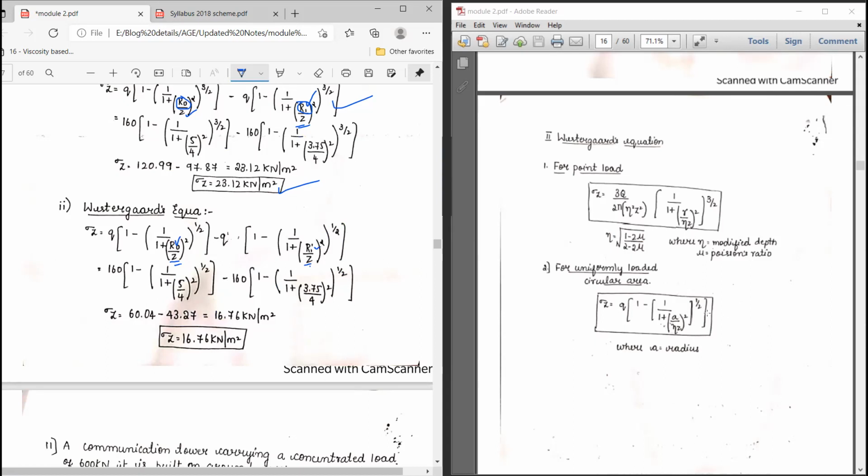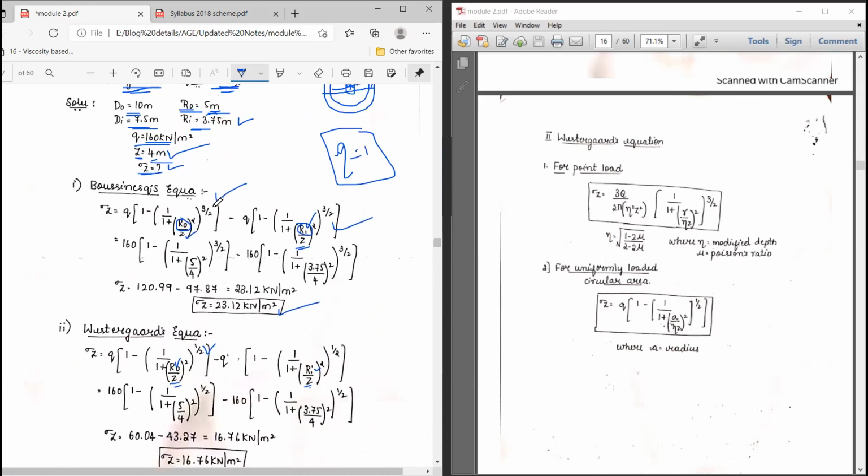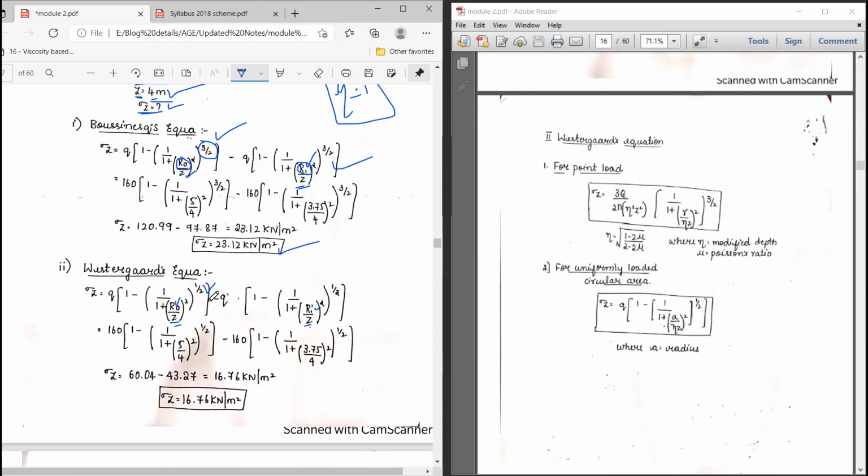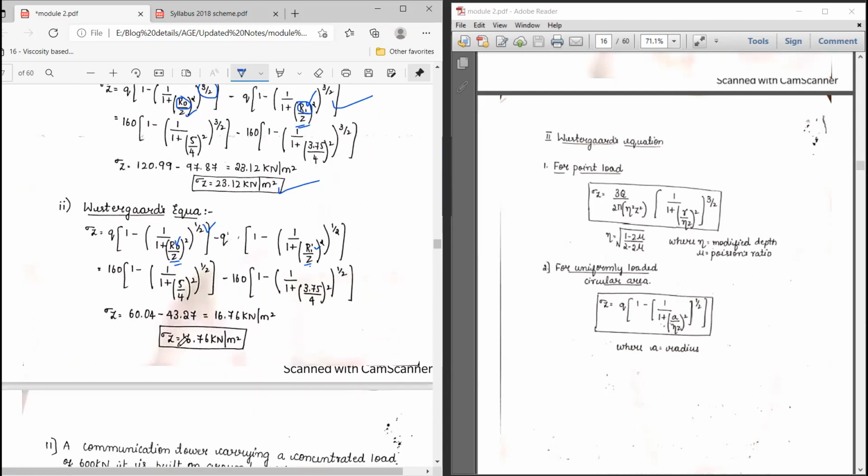And we know the Westergaard formula, that is Q into 1 minus 1 divided by 1 plus a by eta into z whole square to the power of 1 by 2. But in the Boussinesq equation, here we use this power 3 by 2. Only that difference you have to remember. And in the denominator, in the Boussinesq equation, there is no eta, and here we are using the term eta. Okay, so why it is eta, I already said during the derivation.